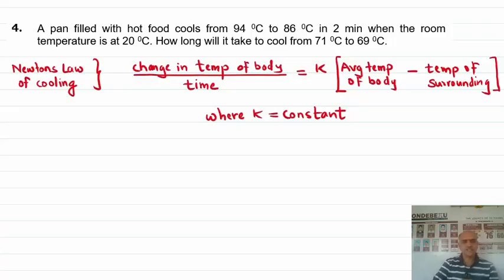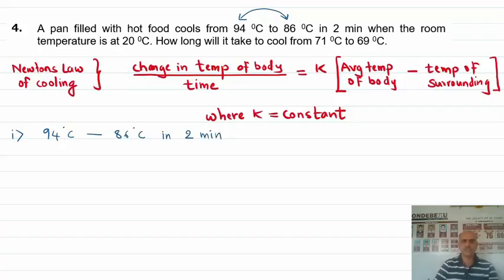Now what he says: a pan filled with hot food cools from 94 to 86 in 2 minutes. So taking the first case, it is first at 94 degree centigrade, and it comes to 86 degree centigrade in 2 minutes.